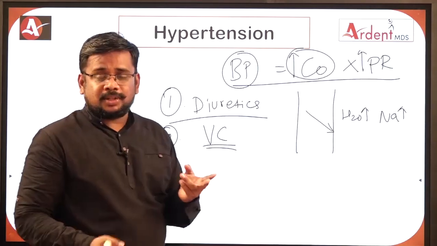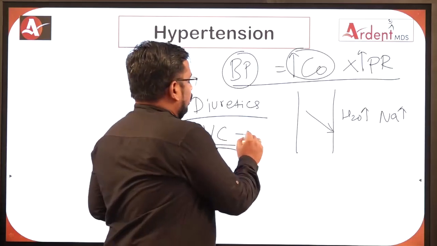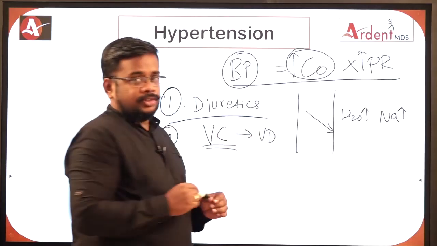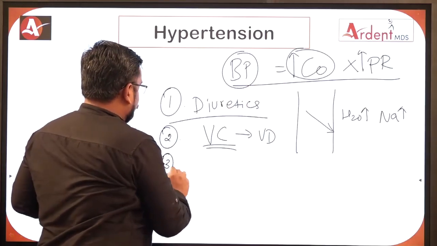Vasoconstriction increases the blood pressure, a simple concept. So by giving the vasodilator, you can treat the patients of hypertension, right? So the peripheral resistance is decreased by giving the vasodilator.